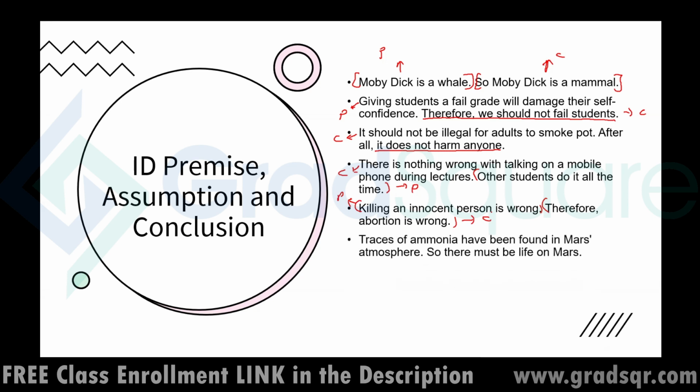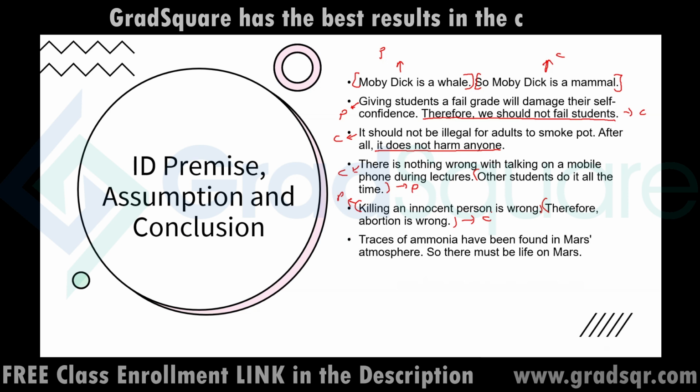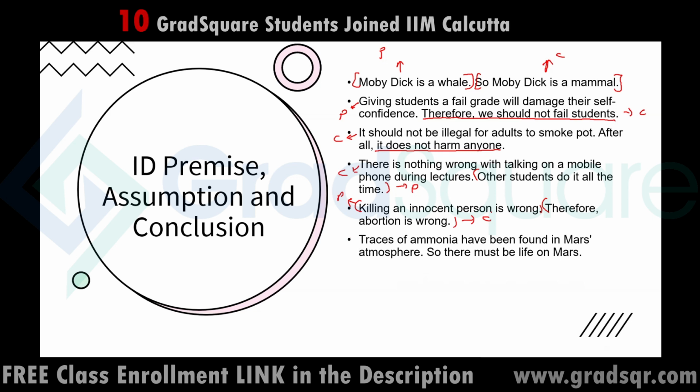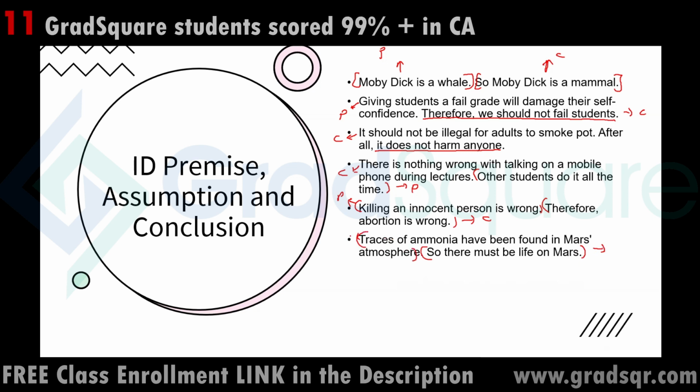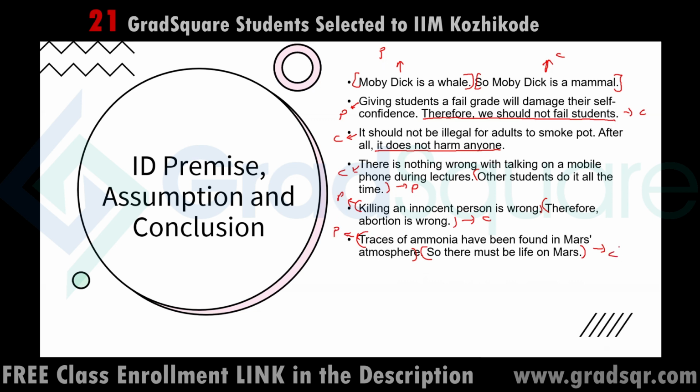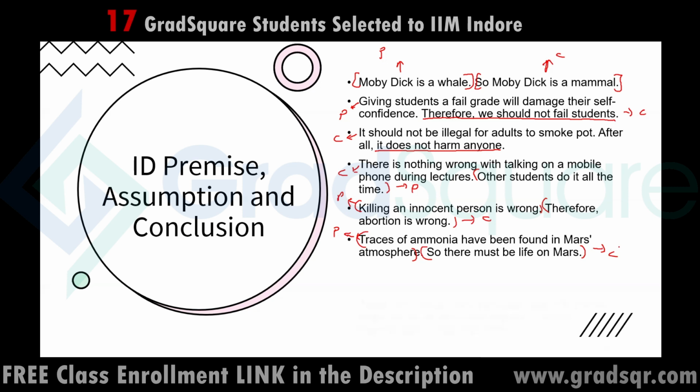All right, let's look at one more argument. Traces of ammonia have been found in Mars's atmosphere. So there must be life on Mars. Once again, the second part is a conclusion here. The first sentence is a premise. And the assumption, I think all of you should be able to recognize now, is that if ammonia is present, life will be present. The presence of ammonia indicates that there will be life. That is the assumption that the author is making.